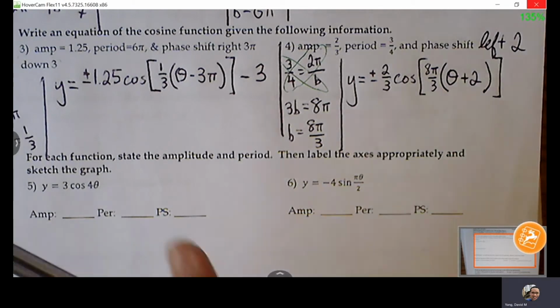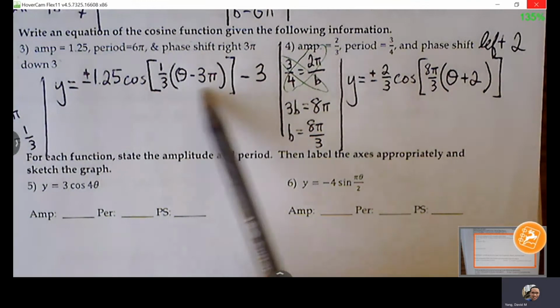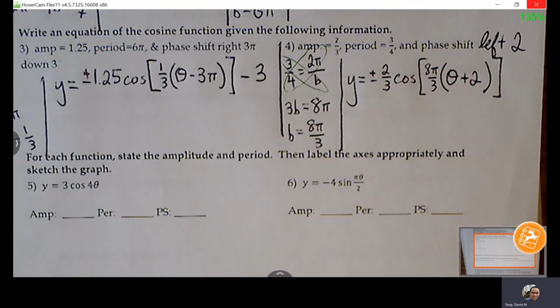Okay, so tomorrow we're going to see how the shift left and right is going to impact the way that we sketch our graph. Okay, so we're just going to focus on that tomorrow. Okay, no homework tonight. We will pick up tomorrow where we left off.